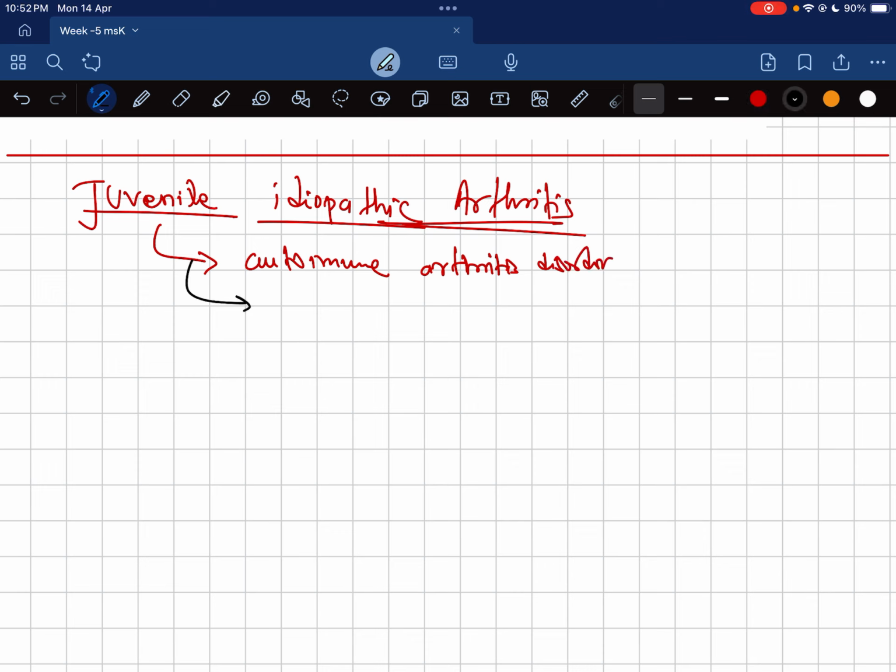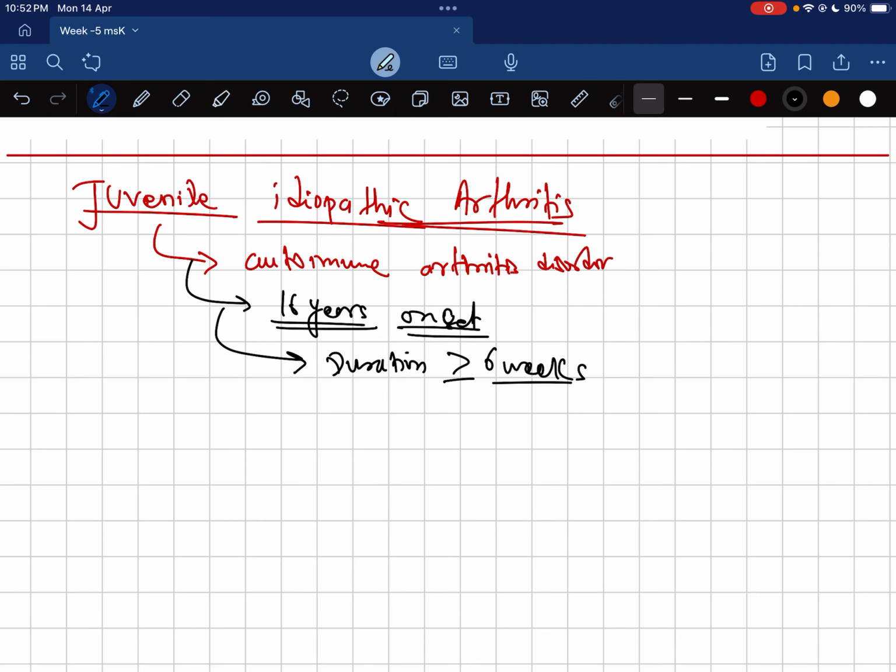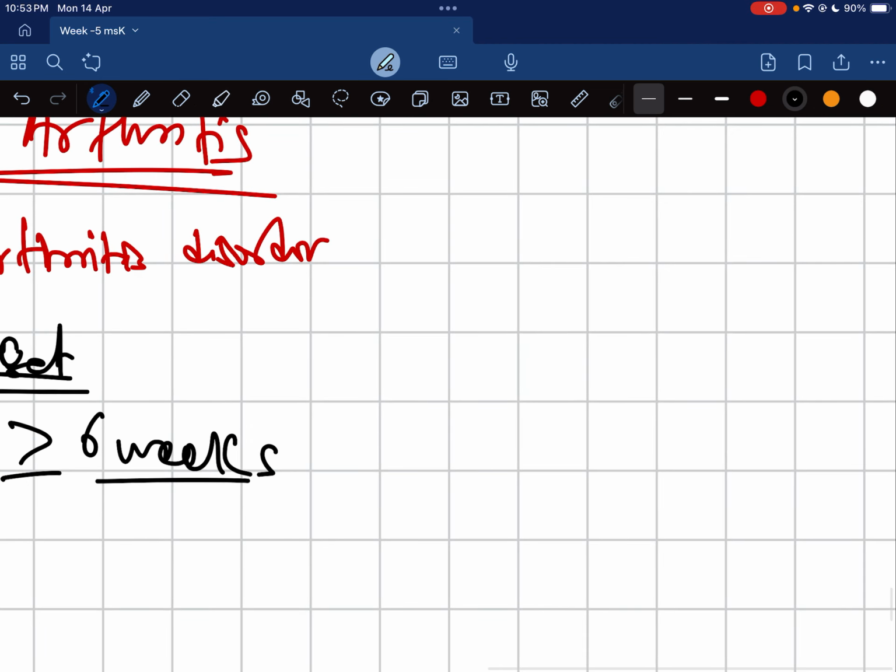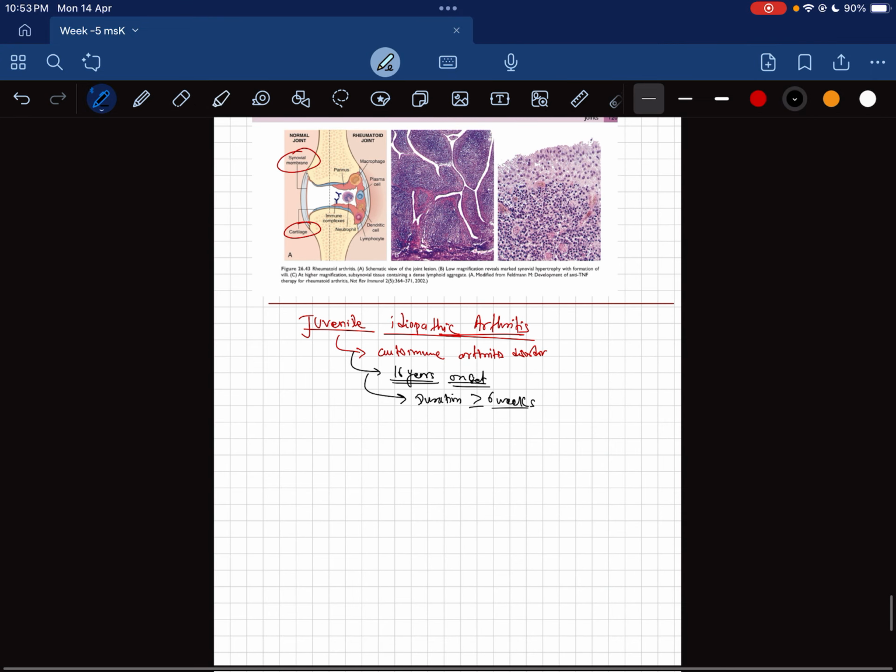The onset of this disease in boys or girls is below the age of 16, and the duration is more than or equal to 6 weeks. It has an unknown cause.